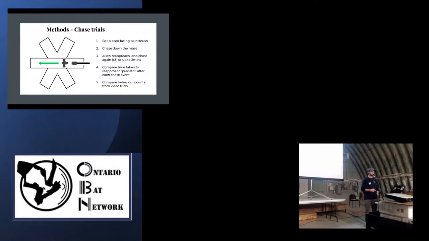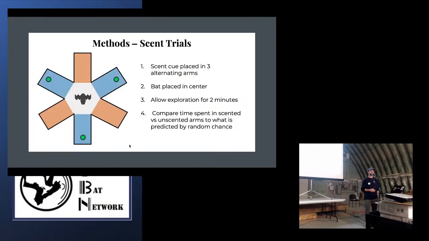The methods for these scent trials, another beautiful diagram. The second experiment was designed to evaluate my question of whether rock roosting bats are more adept at avoiding terrestrial predator scent cues. The green circles indicate where the scent cue is placed. The blue arms are indicating the scented arms. The orange arms are indicating the unscented regions, and then the gray area in the middle is what we considered a neutral area, or a scent neutral area.